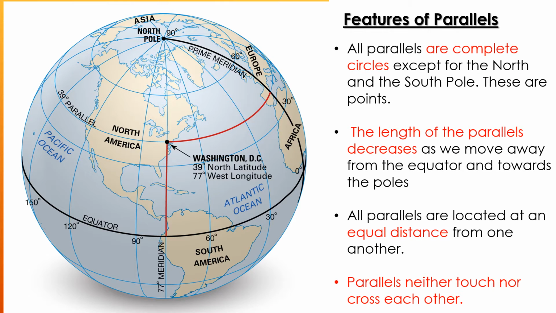Now, let us see some important features of parallels. All parallels are complete circles, except for the north and the south pole. These are points. The length of the parallels decreases as we move away from the equator and towards the poles. All parallels are located at an equal distance from one another. Parallels neither touch nor cross each other.